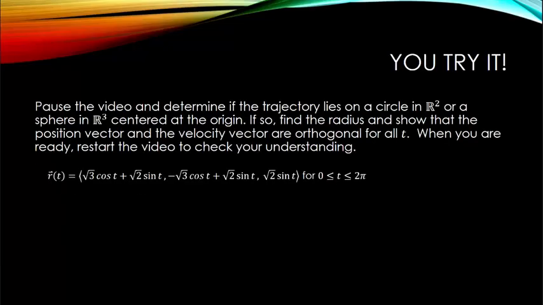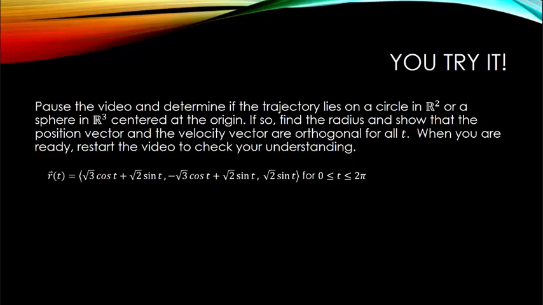So now you get to try it. Pause the video and determine if the trajectory lies on a circle in R2 or a sphere in R3 centered at the origin. If so, find the radius and show that the position vector and the velocity vector are orthogonal for all t. When you're ready, restart the video to check your understanding.